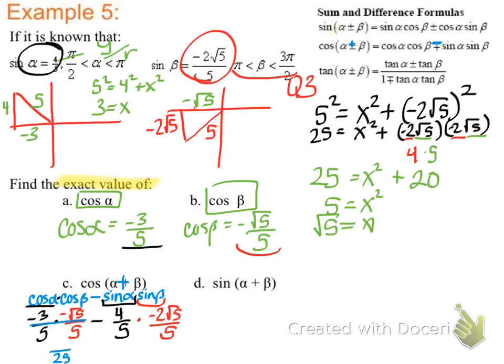Now I'm going to start multiplying this out. The denominator will be 25 because 5 times 5 is 25. And negative times negative is positive. 3 times square root of 5 is 3 square roots of 5.